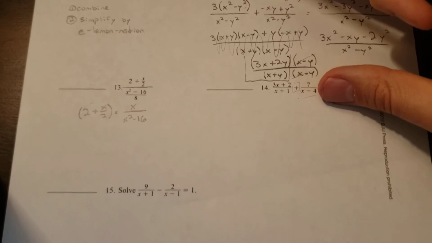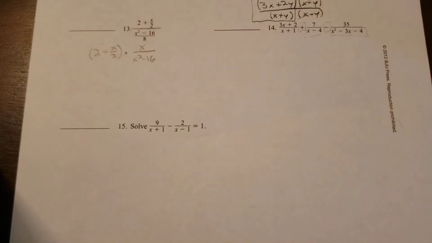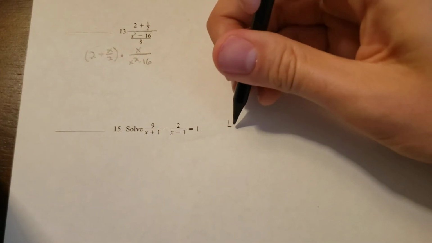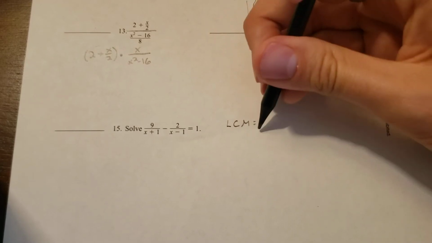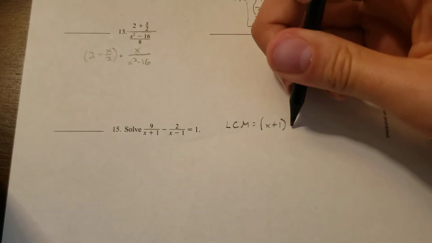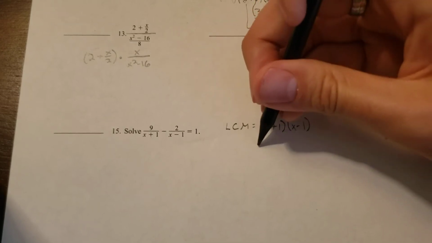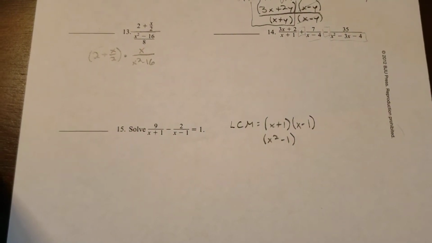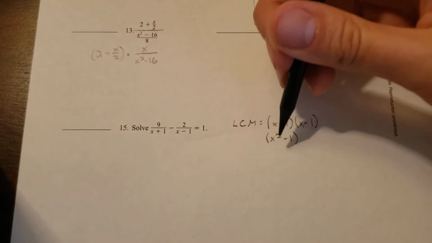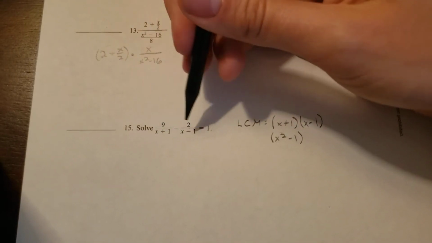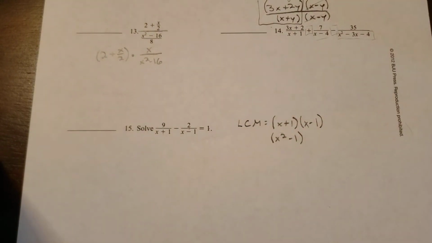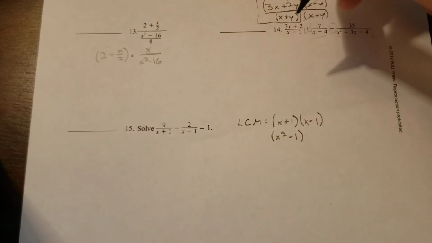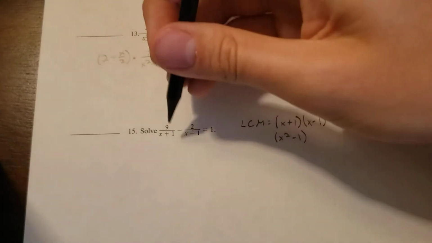Now, solving for number 15, again, it's pretty similar. We're going to need to multiply everything by the LCM. In this case, the LCM is x plus 1 times x minus 1, which we know is x squared minus 1. So you're going to multiply this by that. You're going to be able to cross some things out, combine your like terms, and solve. You'll end up with two different factors. Why don't I just work this one out?